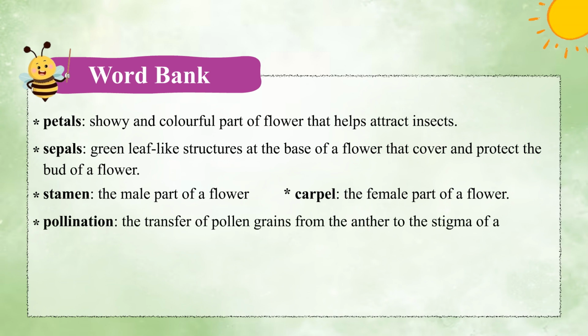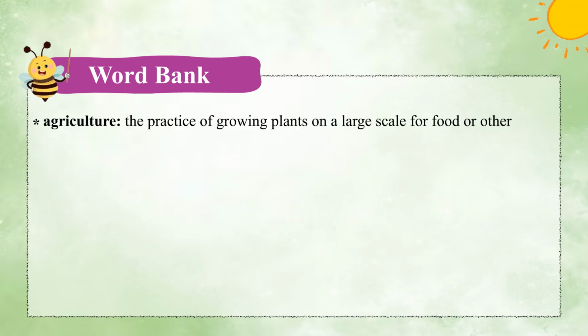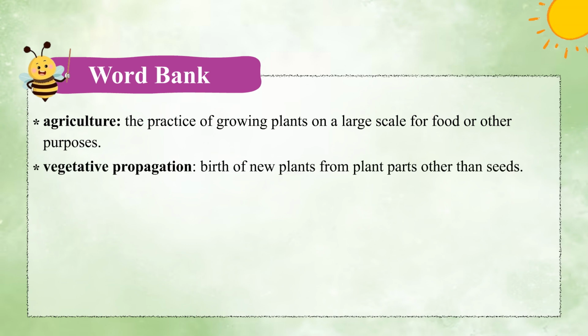Pollination, the transfer of pollen grains from the anther to the stigma of a flower. Germination, the change of a seed into a seedling under suitable conditions. Agriculture, the practice of growing plants on a large scale for food or other purposes. Vegetative propagation, birth of new plants from plant parts other than seeds.